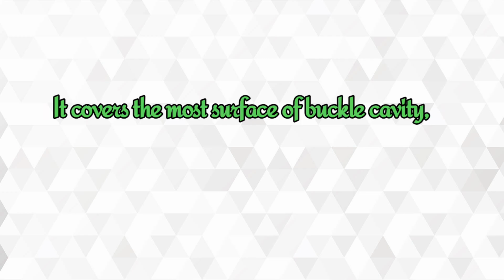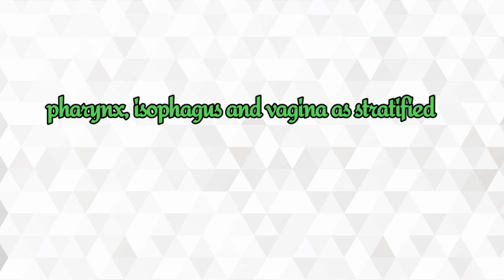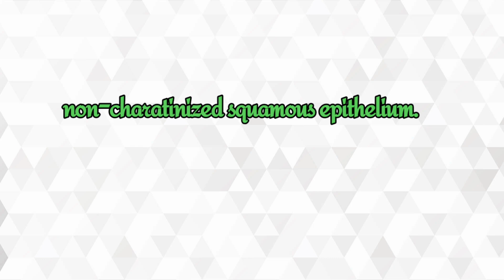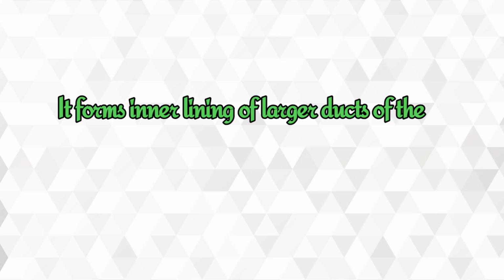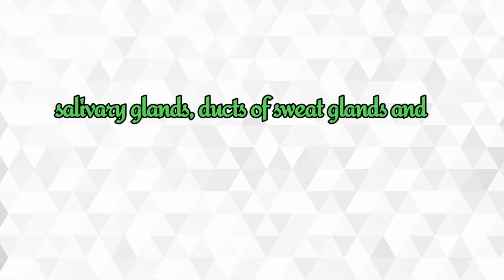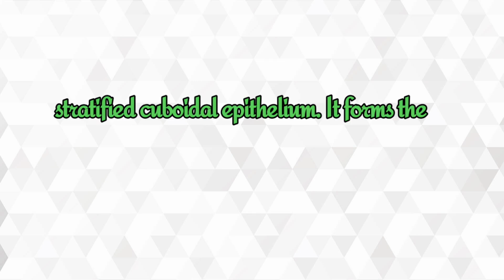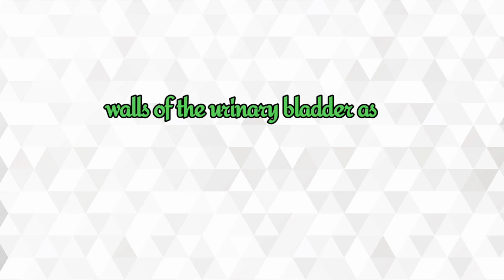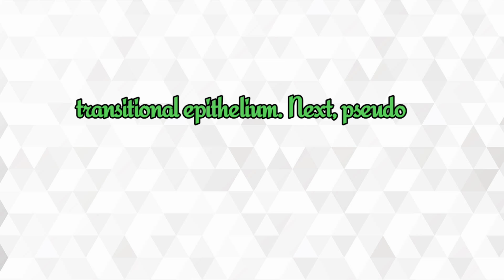It covers the most surface of buccal cavity, pharynx, esophagus and vagina as stratified non-keratinized squamous epithelium. It forms inner lining of larger ducts of the salivary glands, ducts of sweat glands and pancreatic ducts as stratified cuboidal epithelium. It forms the walls of the urinary bladder as transitional epithelium.